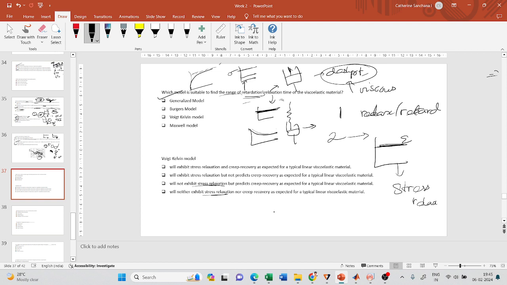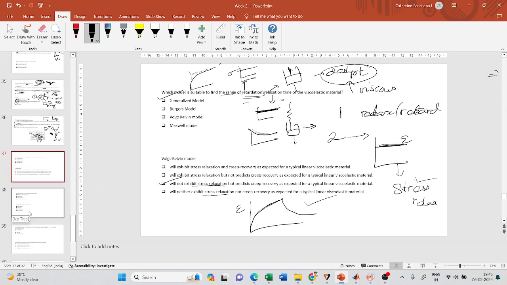But will it exhibit creep and recovery? Yes. Compared to a Maxwell model, this will exhibit a good creep and recovery behavior, just like we expect from a linear viscoelastic model. So this is creep and recovery behavior, but not a stress relaxation behavior. So the answer to this is, will not exhibit stress relaxation, but predicts creep and recovery as expected for a typical linear viscoelastic material.